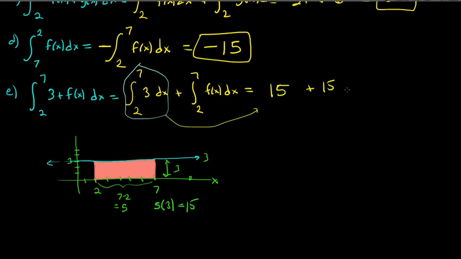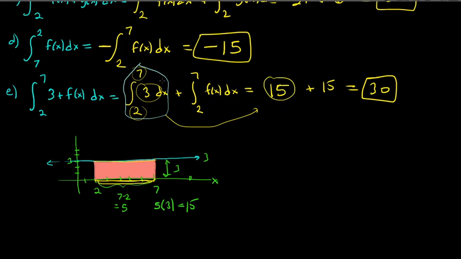So yeah, 15 plus 15 is 30. And that's the answer. So yeah, you have to be careful. You don't just add 3 plus 15. This 3 is the height of your rectangle. The length goes from 2 to 7. So 7 minus 2 is 5. From here to here is 5 units. So 5 times 3, that's what gives you the 15 here.